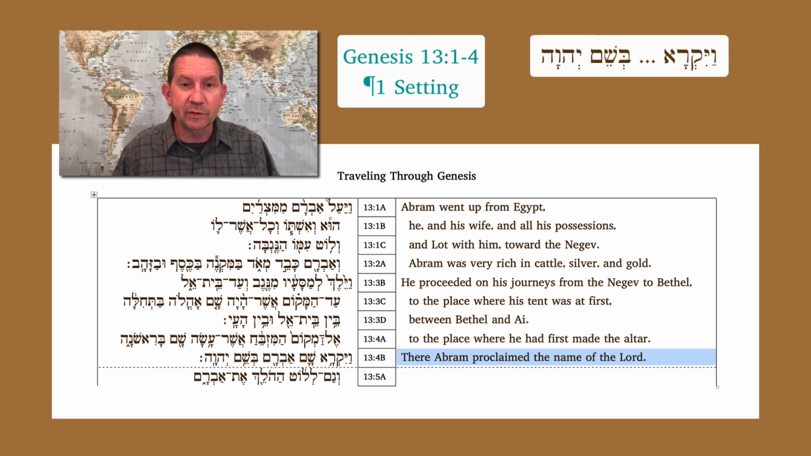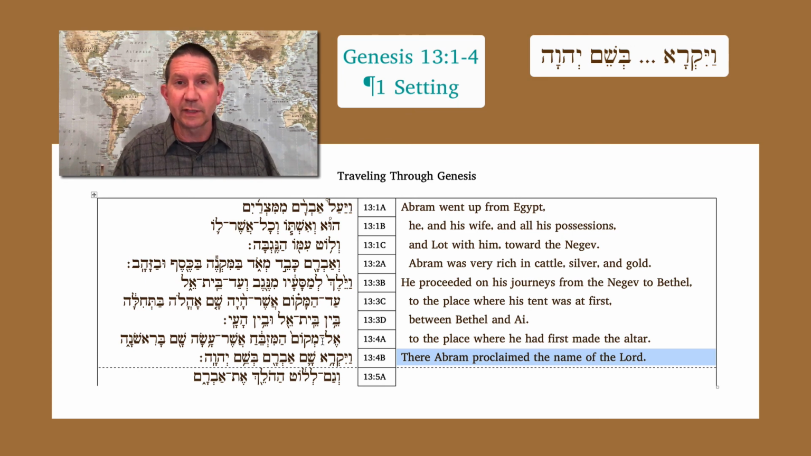Then the next part is going to start with Vagam Lalot HaHolek et Avram. So it shifts focus away from Avram a little bit, but it's still going to be giving us setting information. So that's what this paragraph does. Like many opening paragraphs to a story, it gives us setting information. It states his wealth, Abram's wealth, his location at Bethel. It's a place that he's familiar with, and that he is worshiping the Lord there.